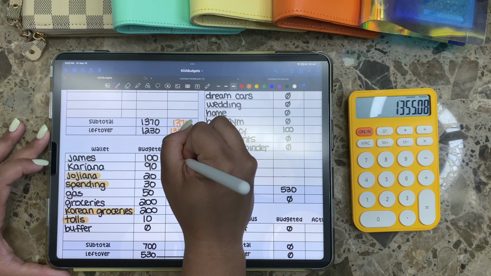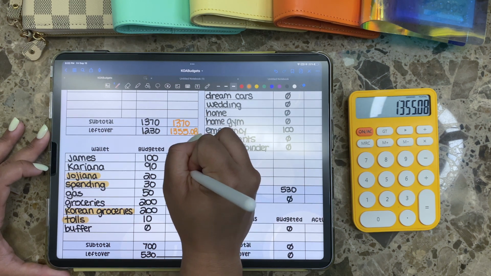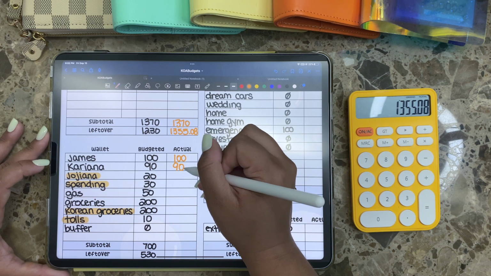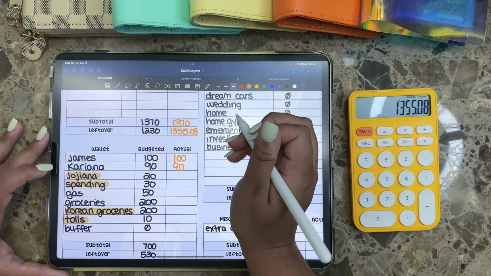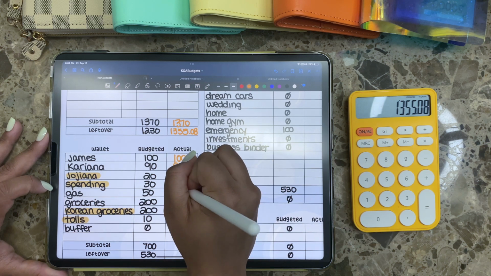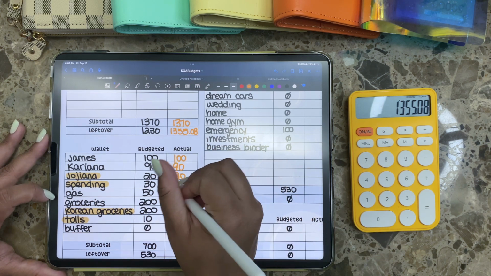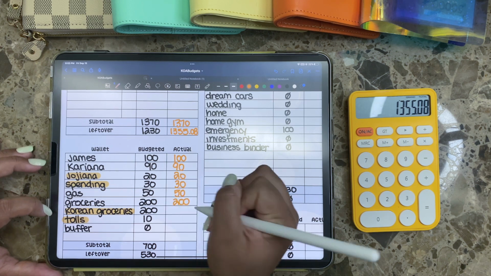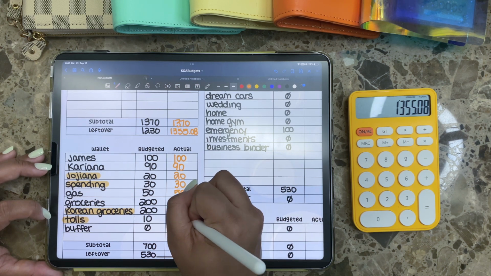So my husband will get $100. I will get 90. I normally get 100, but I decided to take $10 out of my allowance and move it to my savings. Georgiana will get 20. Spending gets 30. Gas will get 50. Groceries will get 200. And Korean groceries will get 200.